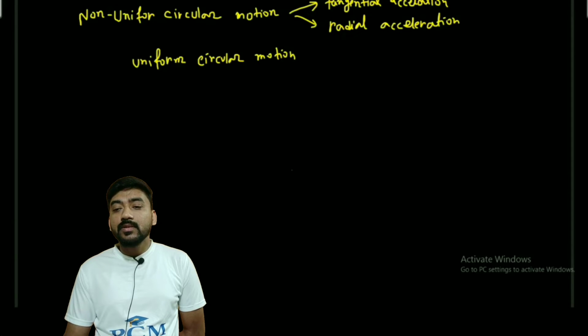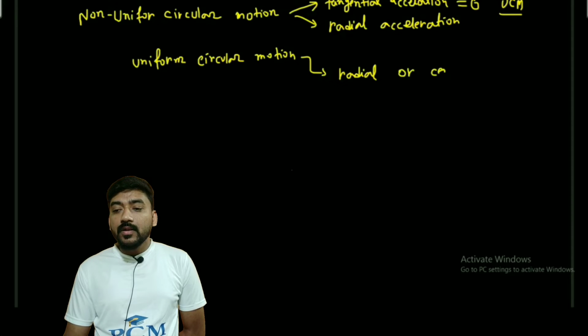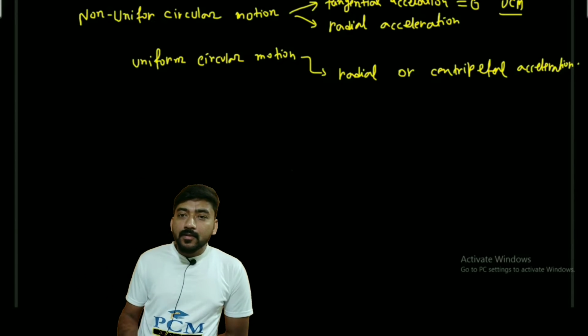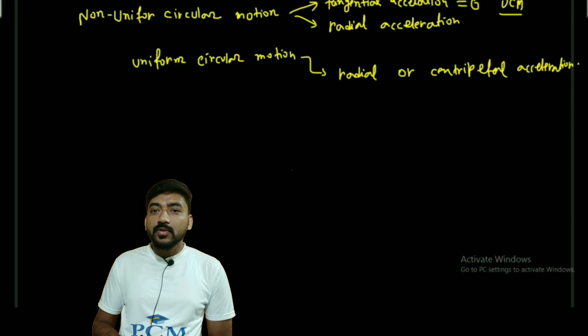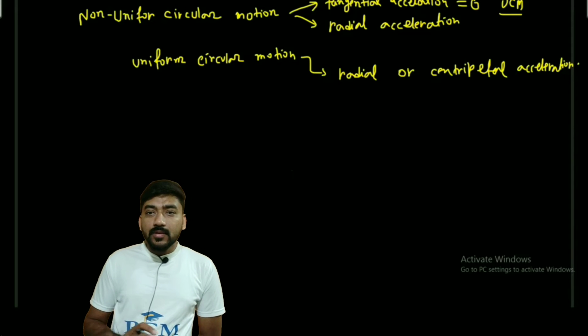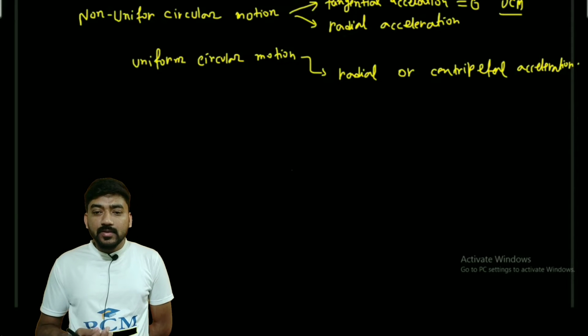But we have seen that the tangential acceleration is equal to 0 for uniform circular motion. So for uniform circular motion, there is only one acceleration, called radial or centripetal acceleration. Now let me discuss some problems based on these two kinds of acceleration, so that your concept will be clear. You have to apply this concept in some problems.